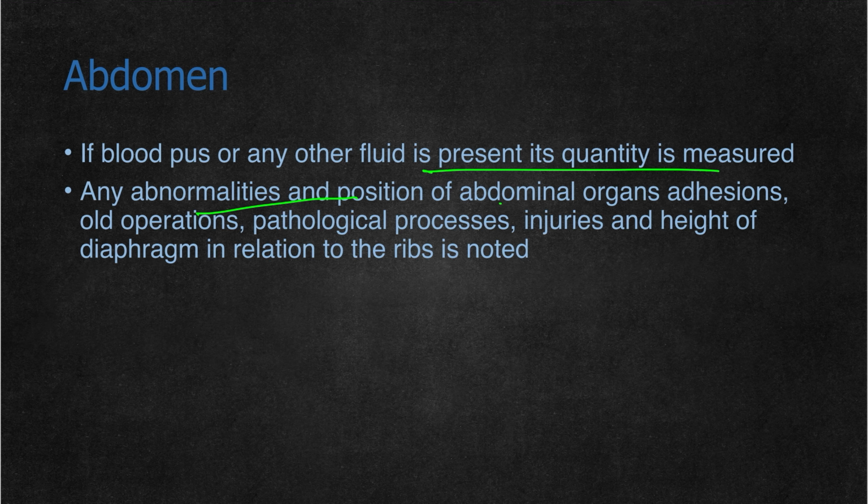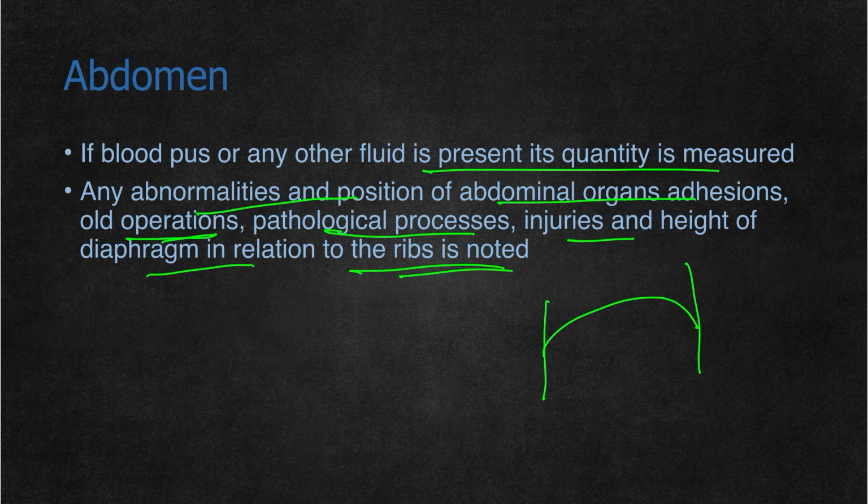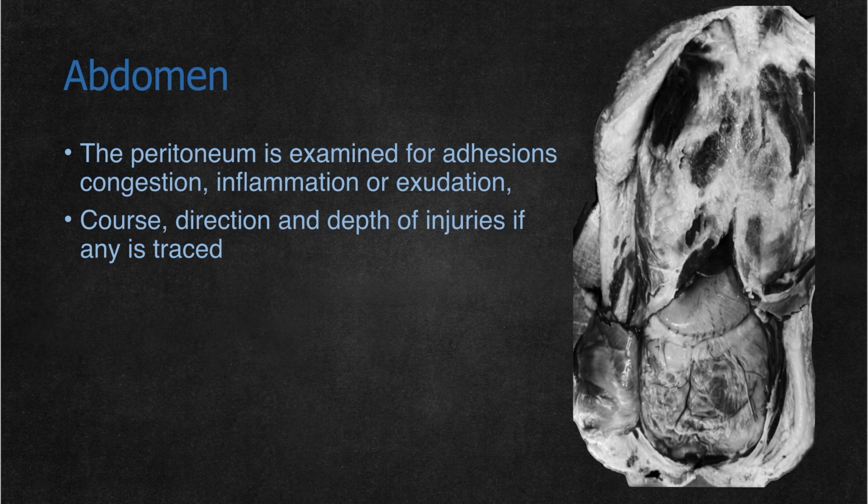Any abnormalities, position of the abnormal organs, adhesions, old operations, pathological processes, injuries, then the height of the diaphragm in relation to the ribs is noted. So, the rib positions, any adhesions, any injuries like incision marks or laceration marks have to be noted and photographed. The peritoneum is examined for adhesions, congestion, inflammation, exudation. So, this is the dissected part.